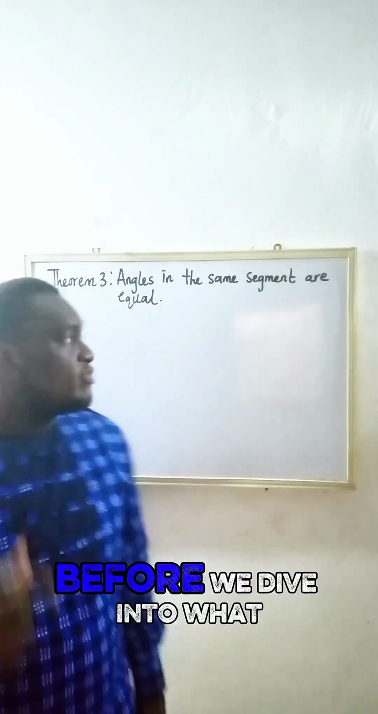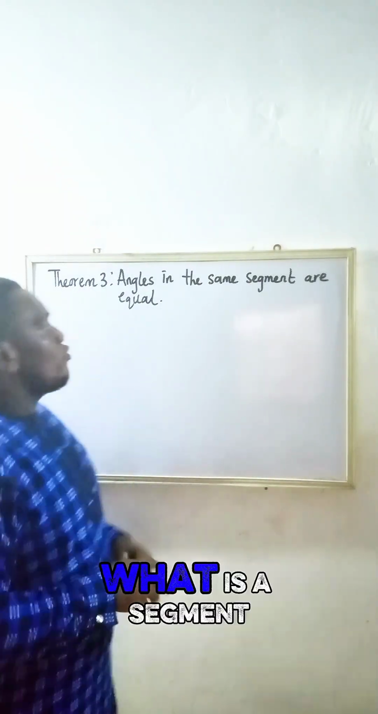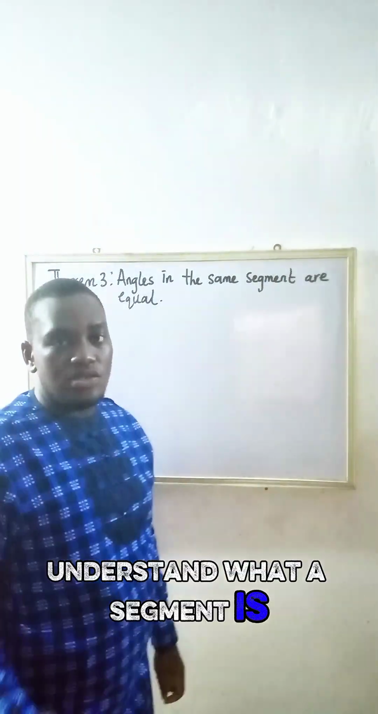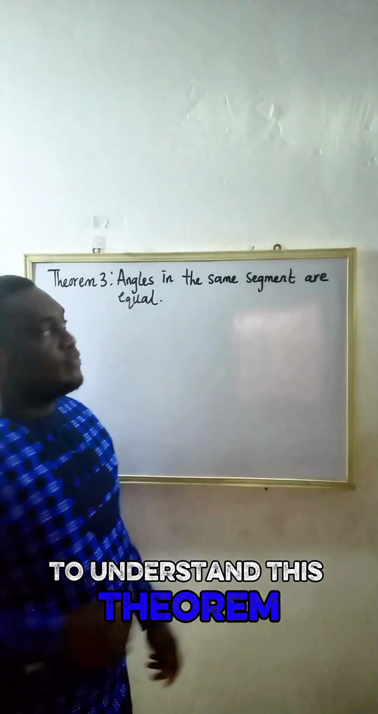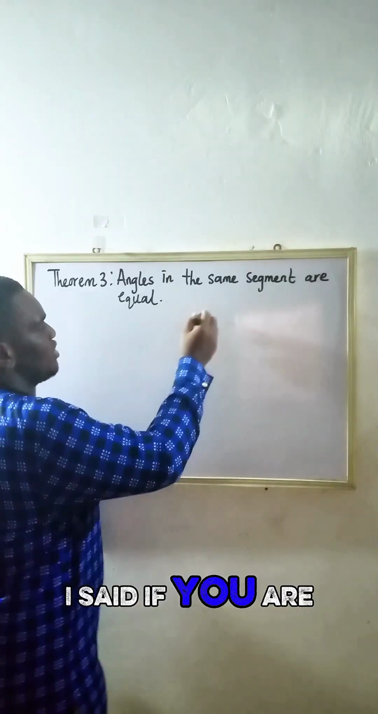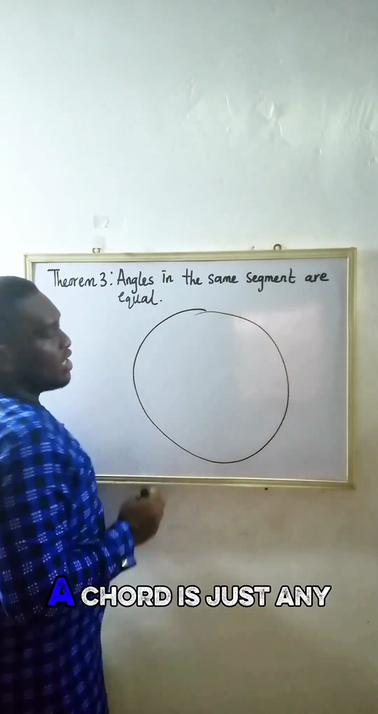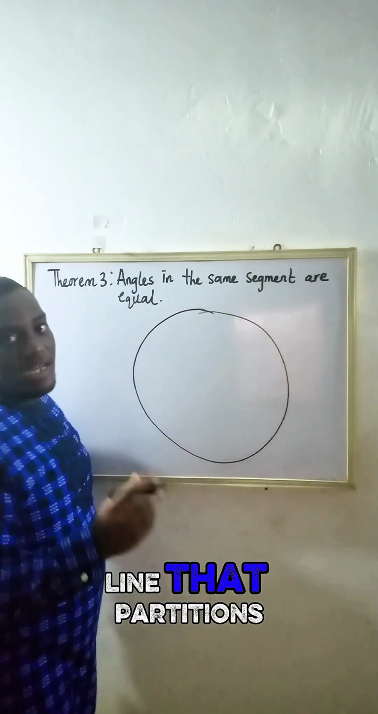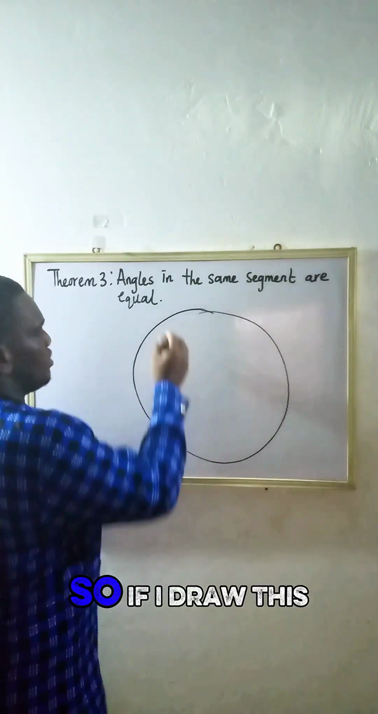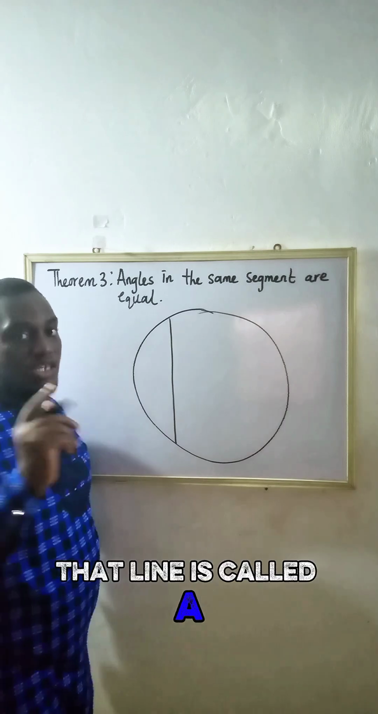So very quickly, before we dive into what this theorem actually means, what is a segment? Because you really have to understand what a segment is to understand this theorem. Now, from theorem 1, you remember when we talked about the chord, I said if you are given a circle, a chord is just any line that partitions or divides the circle into two unequal parts. So if I draw this line in this circle, that line is called a chord.